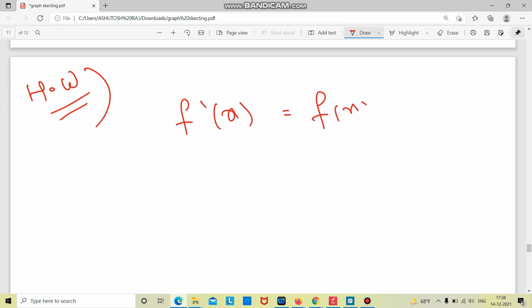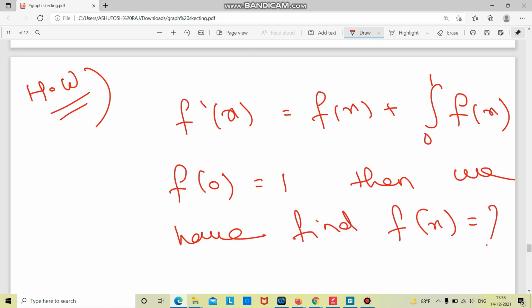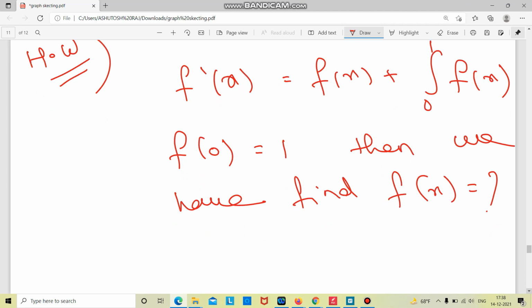Next problem. The next problem is a very good one. I will give it as homework and we will discuss it in the next class. It is given that f dash of x is equal to f of x plus the integral from 0 to 1 of f of x, and f of 0 is given as 1. Then we have to find f of x. It is a very good question. You must try it.